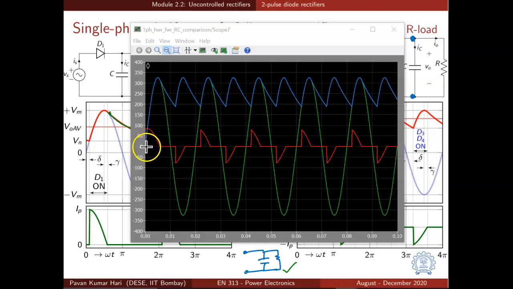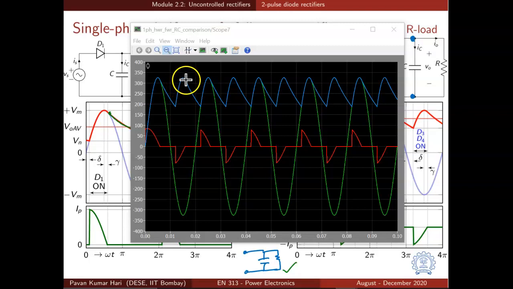When the capacitor voltage is 0 initially, the diodes start conducting right at the zero crossing, the positive zero crossing of the input voltage. Now the diodes will continue to conduct. In the very first half cycle, they will conduct all the way from 0 to pi by 2 plus gamma. This is pi by 2 plus gamma, just a little after the peak. Then the exponential fall starts and D3 and D4 start conducting at this point. So the output voltage becomes again equal to the input voltage, which is increasing.